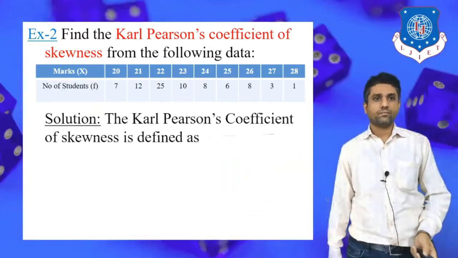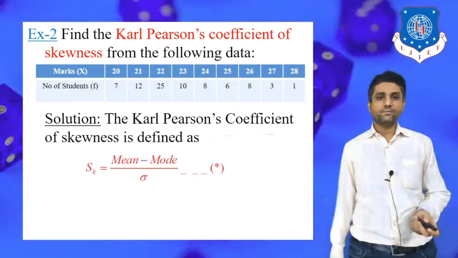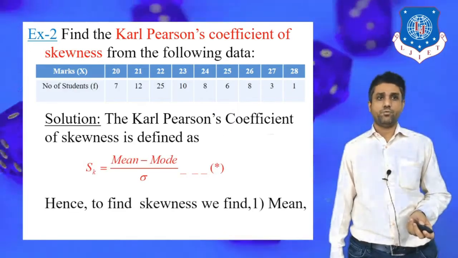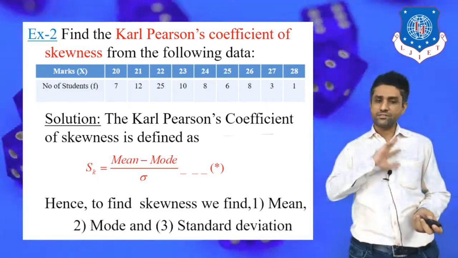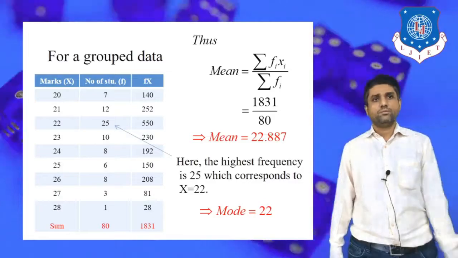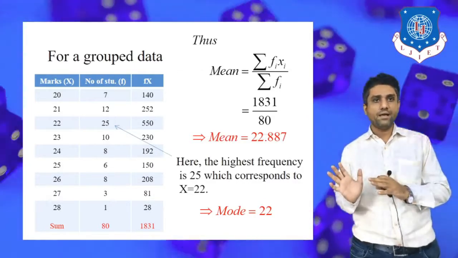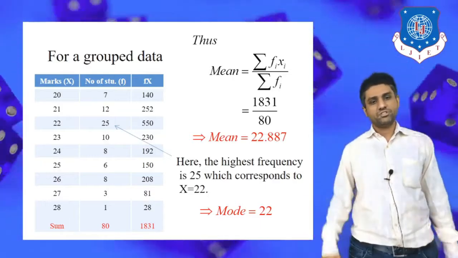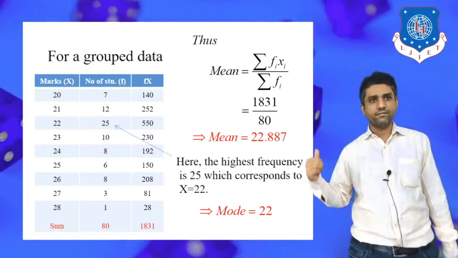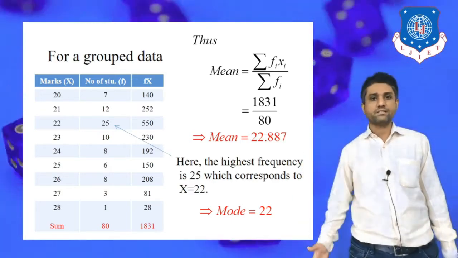As per the same strategy, to work with the Karl Pearson coefficient, ultimately we have to find three quantities: mean, mode and standard deviation. For grouped data, the mean is the sum of fi xi upon the sum of fi. For convenience, we write marks as the first column and the number of students, that is frequency, as the second column.